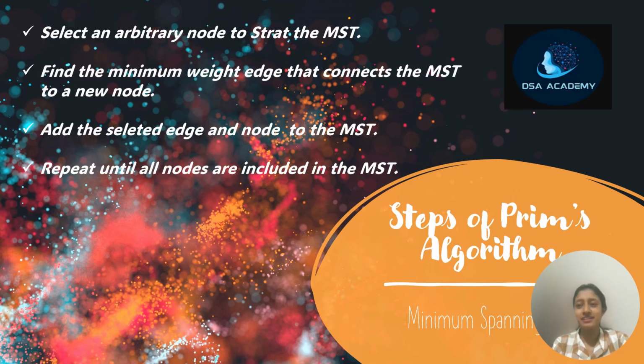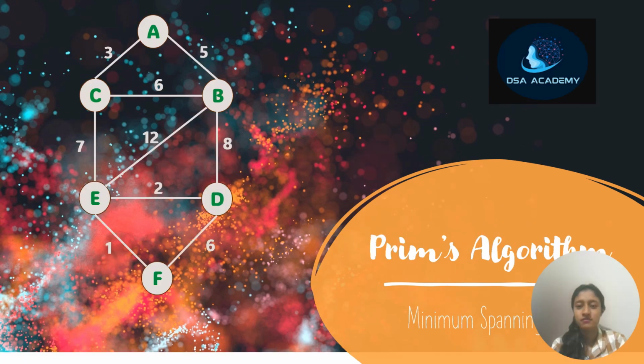Now, let's go through the steps of Prim's algorithm. We start with an arbitrary node. Then we find and add the smallest edge connecting to a new node. We repeat this process until all nodes are included in our spanning tree.